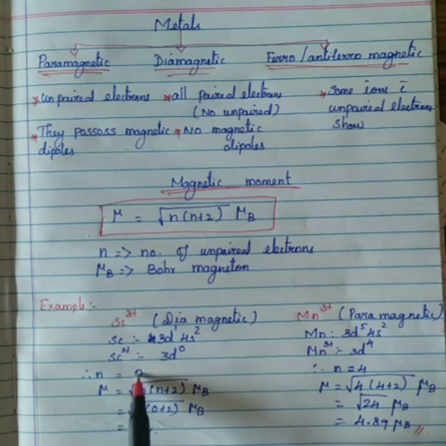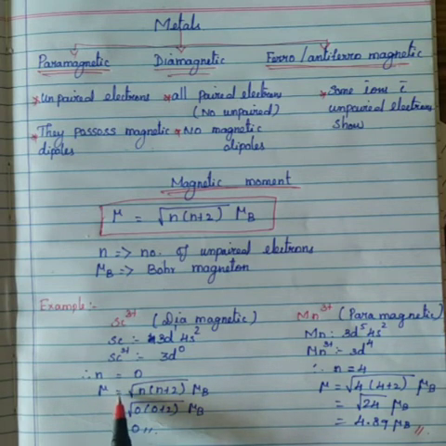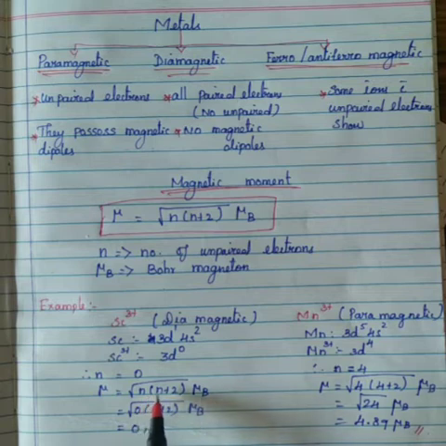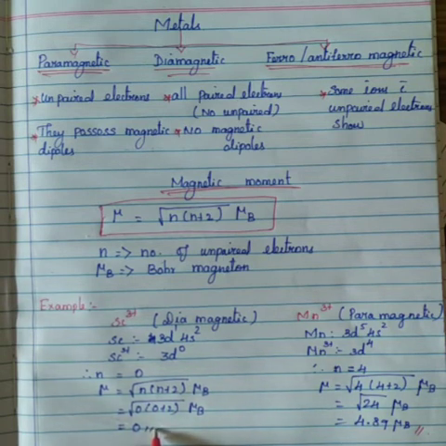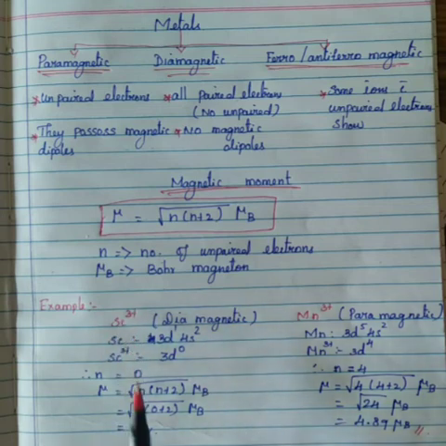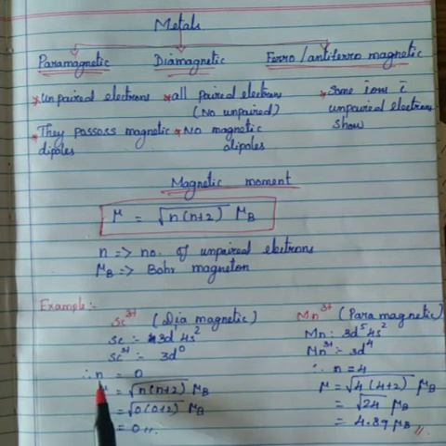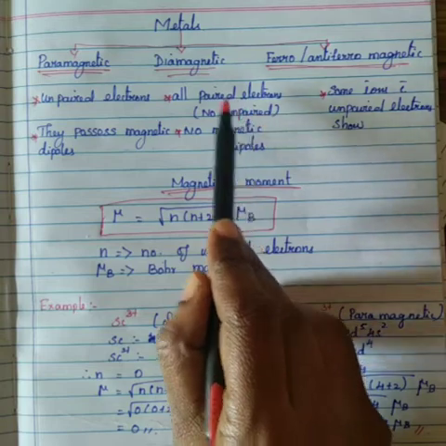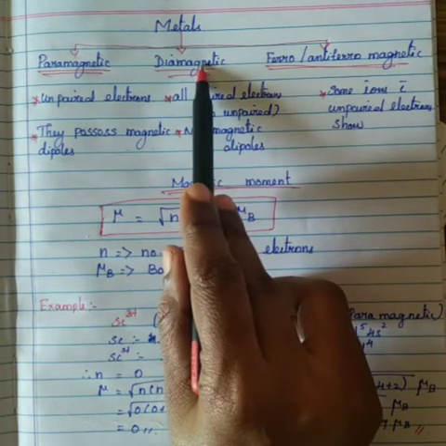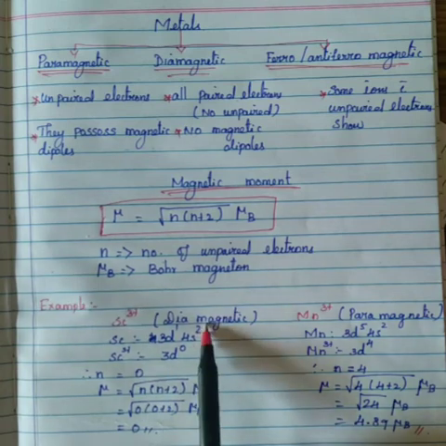Now we apply this n value in the magnetic moment formula. The formula is mu equals root of n into n plus 2 Bohr magneton. If we apply 0 here, the final value is also 0. So the magnetic moment of scandium 3+ is 0. The number of unpaired electrons is 0. If there is no unpaired electron, that metal is diamagnetic in character. So scandium 3+ is diamagnetic.